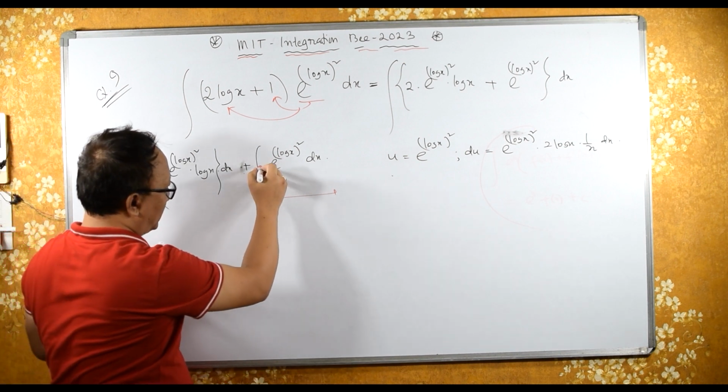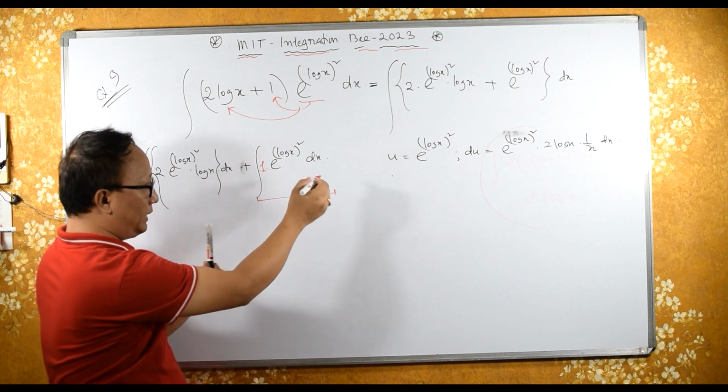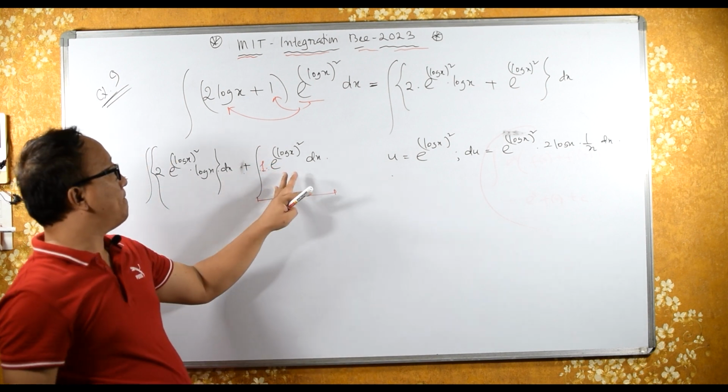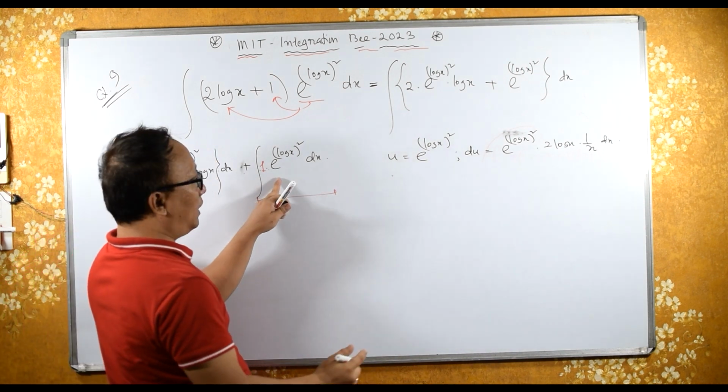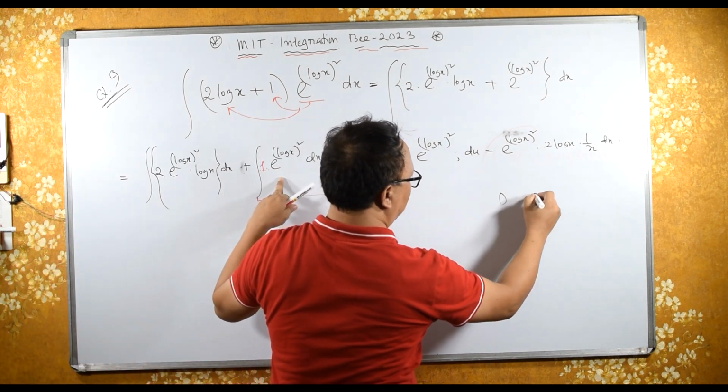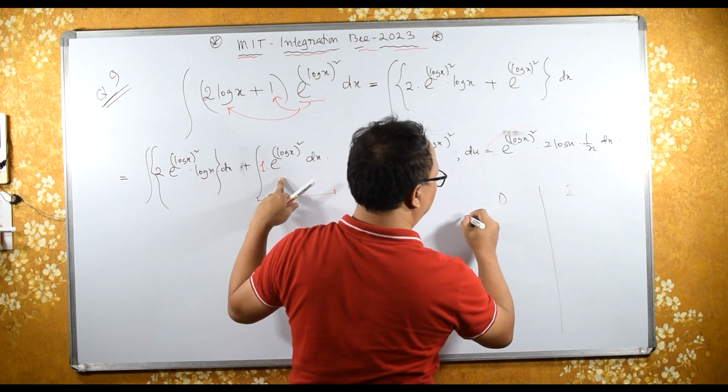Now we can consider that 1 is there, 1 into anything is itself. So let's apply the DI method, or you can say the tabular method, to integrate this. By the DI method, we'll keep D here and I here.